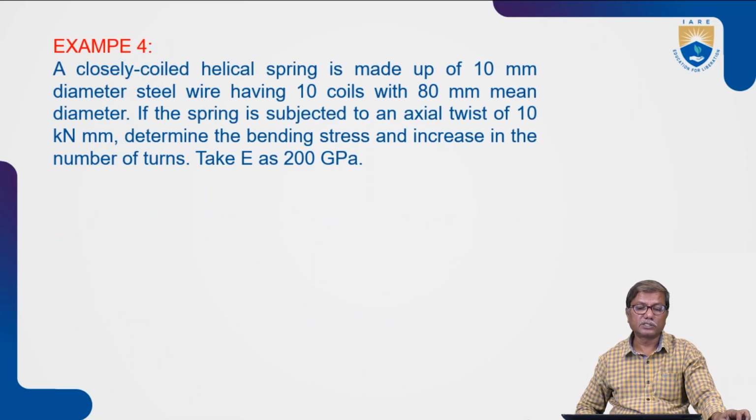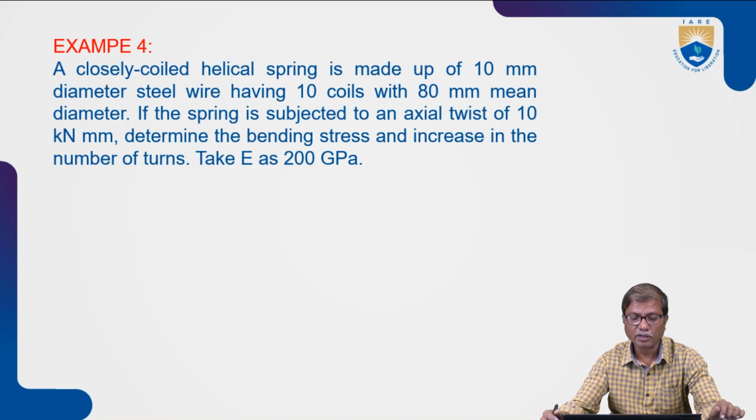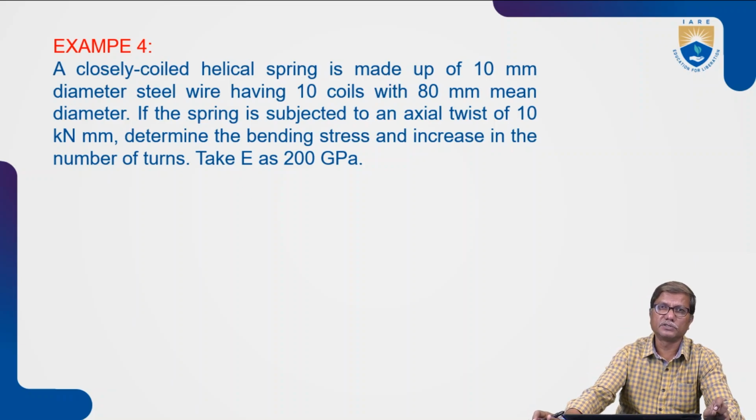Let us consider one more example on this. A closed coiled helical spring is made up of 10 mm diameter steel wire having 10 coils with 80 mm mean diameter. If the spring is subjected to an axial twist of 10 kN mm, determine the bending stress and increase in the number of turns. Take E Young's modulus as 200 GPa, 200 gigapascals.